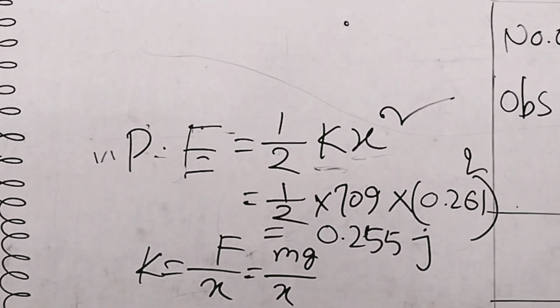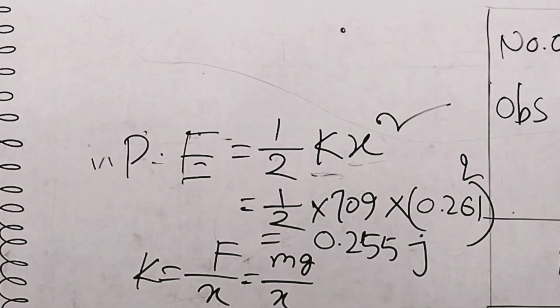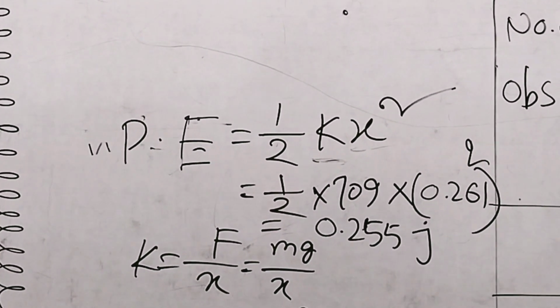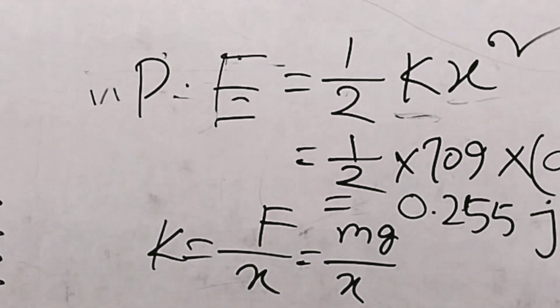Now we put this value in the formula, half kx squared, so half into spring constant 7.509 into 0.261 squared, so 0.255 joule. That is the potential energy of the spring.